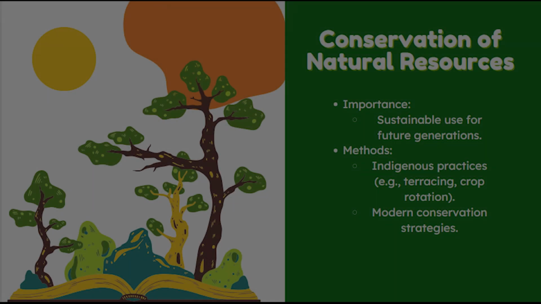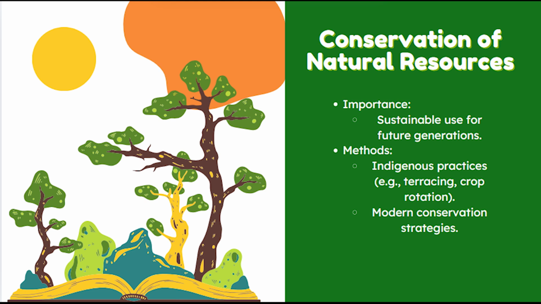The other one is, why do we need conservation? Because without it, future generations may suffer from shortages or environmental collapse. Conservation methods include indigenous practices and modern practices. Indigenous practices are like terracing, agroforestry, and mixed cropping. When we refer to modern strategies, we mean protected areas, renewable energy, and sustainable agriculture. Combining both gives us a strong foundation for protecting our environment.